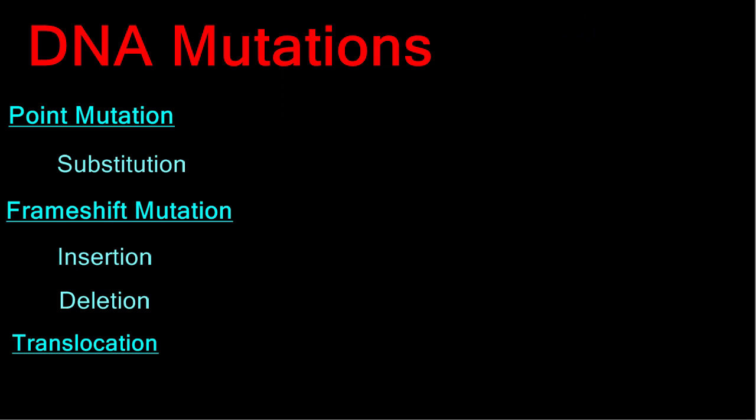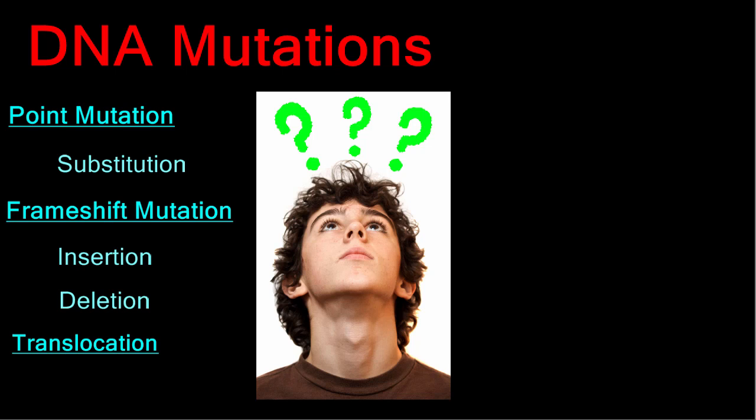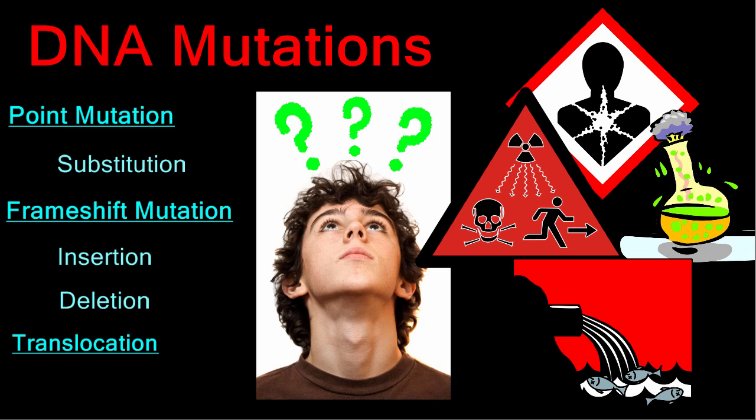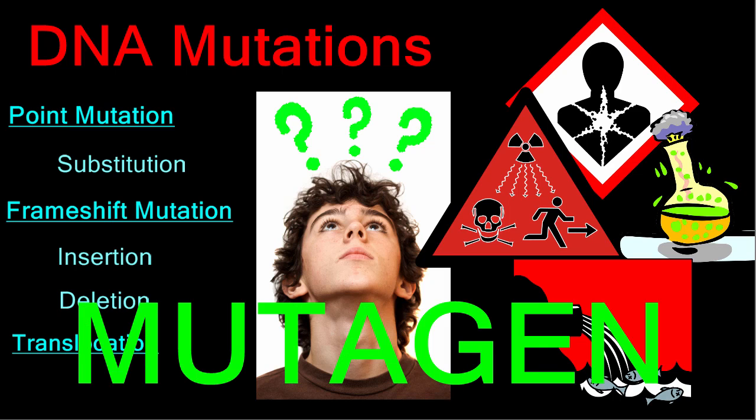Now you've been introduced to some of the different types of mutations. But what is it that causes these mutations to occur in the first place? Many things can cause a mutation to the DNA in your cells. Environmental factors such as radiation and certain chemicals or pollutants can cause mutations. Any agent that increases the rate of mutations in DNA is known as a mutagen.